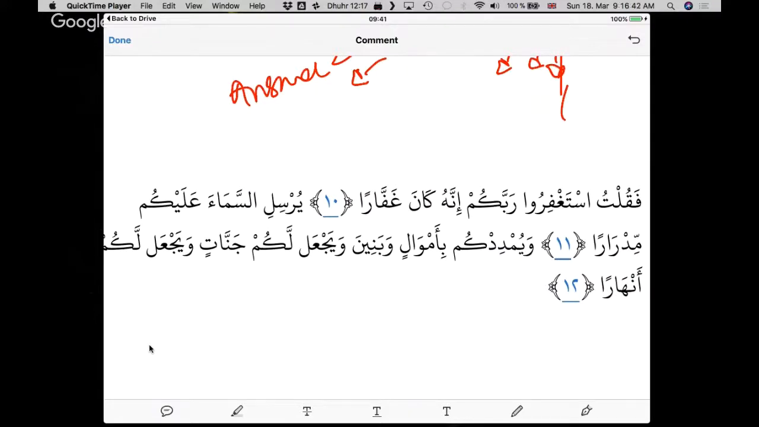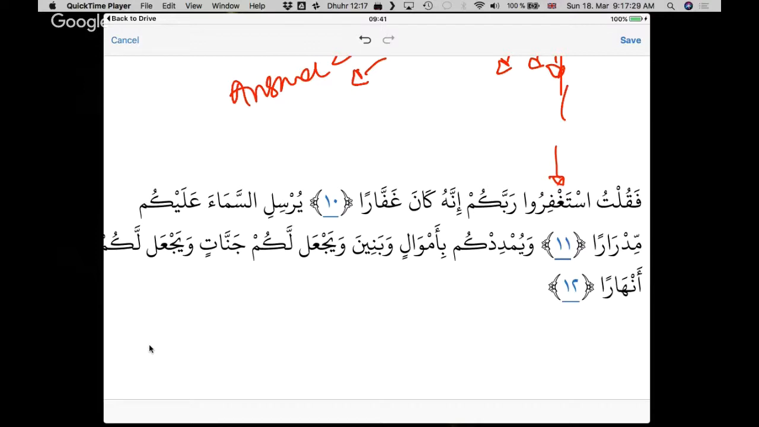Istaghfiru. Now, istaghfiru is a command. Yastaghfiruna was the full fi'l. You made it tastaghfiruna. And then you made it lightest, tastaghfiru. Then you remove the ta, it becomes staghfiru, and you couldn't read it, so you gave it a helper alif. Istaghfiru.